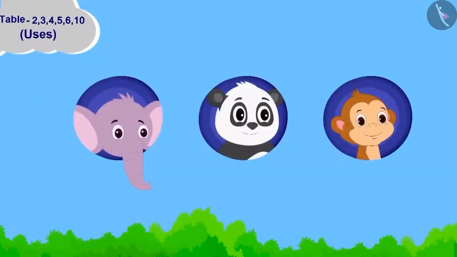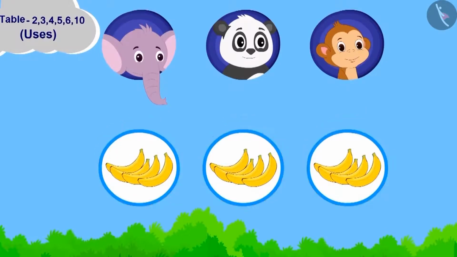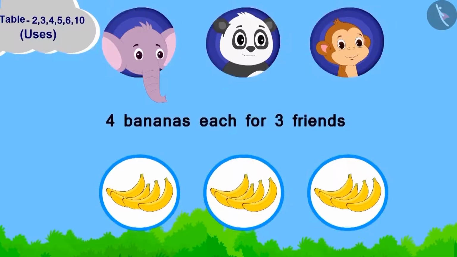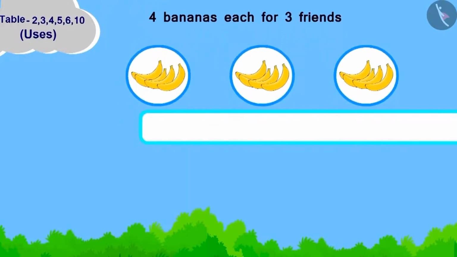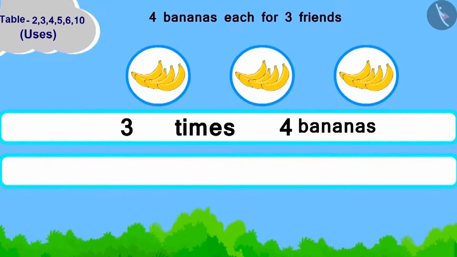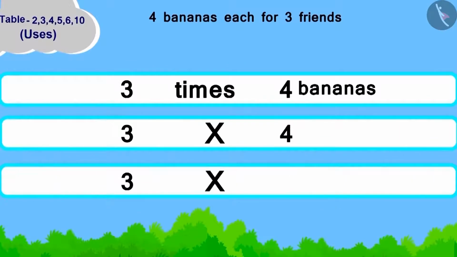Appu, Golu and Babban are how many friends in total? 3. Now, how many bananas are to be taken for each friend? 4. Chanda has to take 4 bananas each for 3 friends. We can write it like this: 3 times 4 bananas. Now, how will we write it in the form of multiplication? 3 multiplied by 4. Children, can you write its answer by using the table of 4?